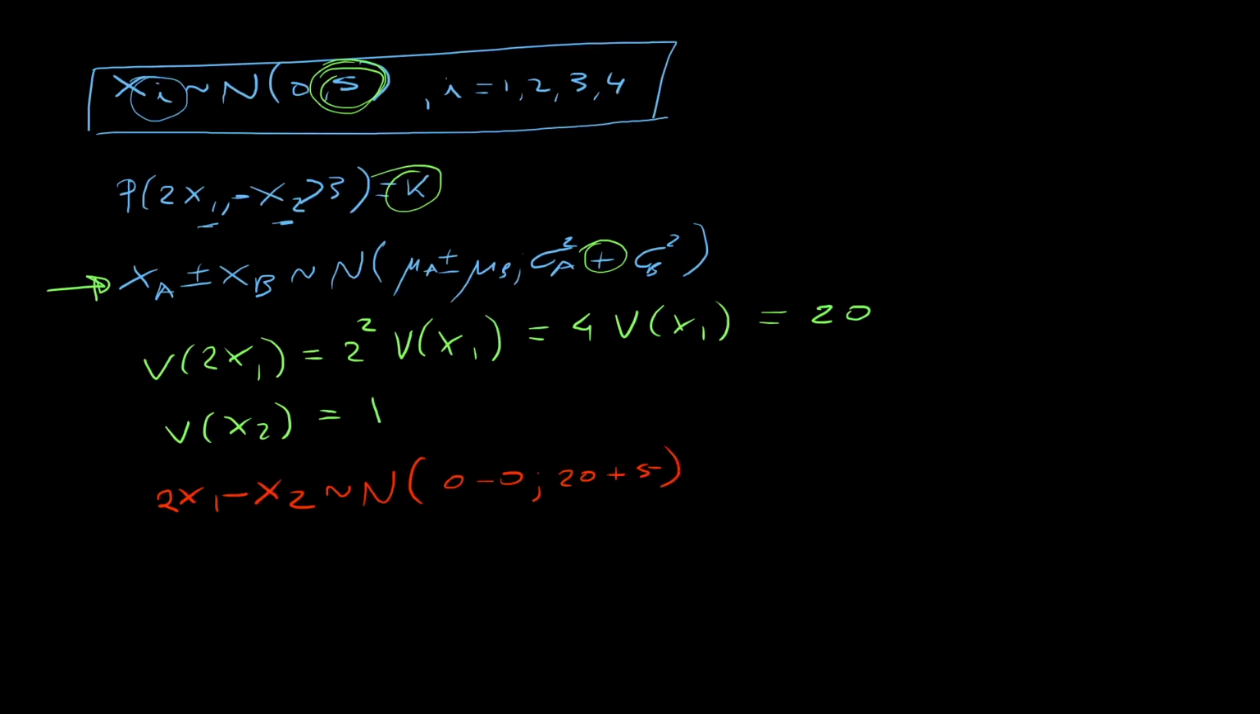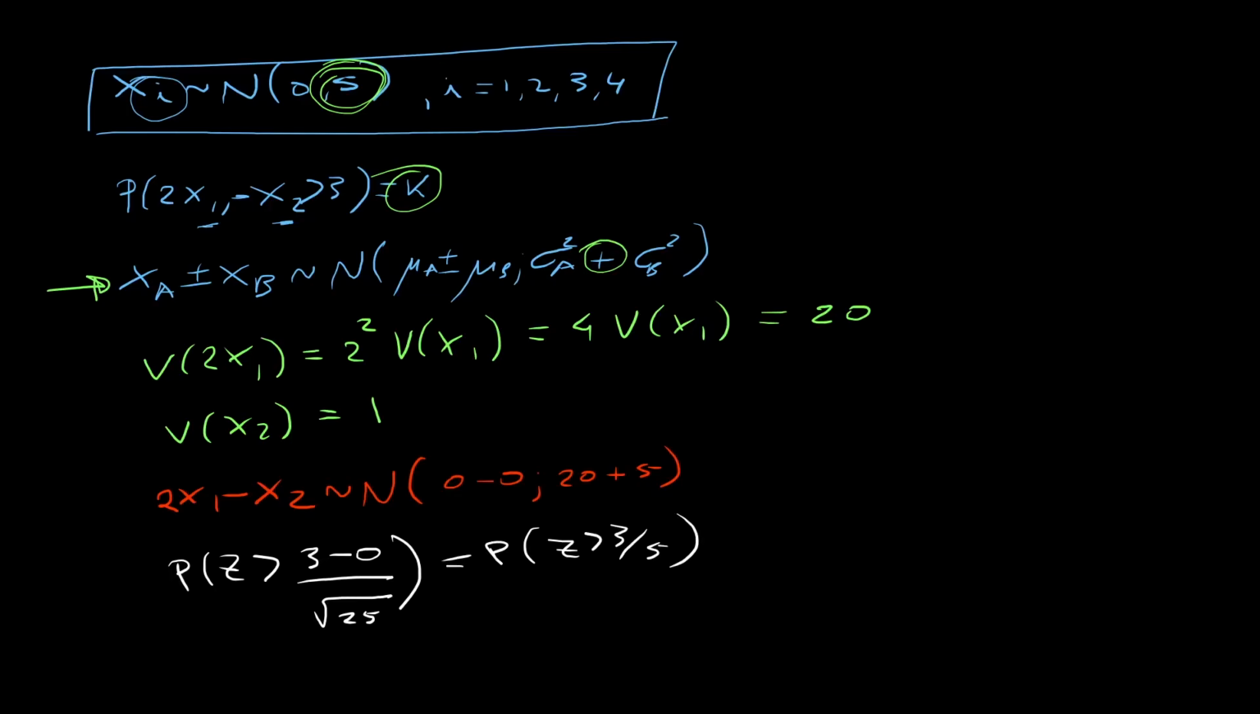The next step is to standardize our distribution. So instead of having different variances, we're going to have 0, 1. In order to do that, we need to standardize our distribution. And we do that by using the following procedure. So P of Z is greater than 3 minus 0 over the square root of 25. And this is the same as having P of Z greater than 3/5, because the square root of 25 is 5, so 3/5.